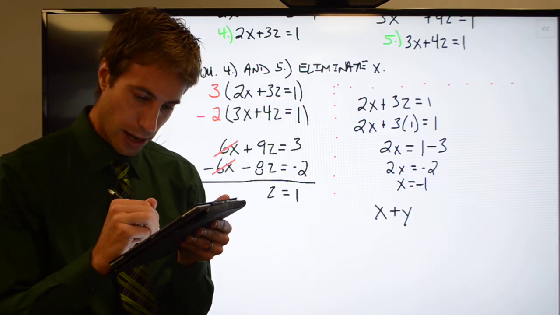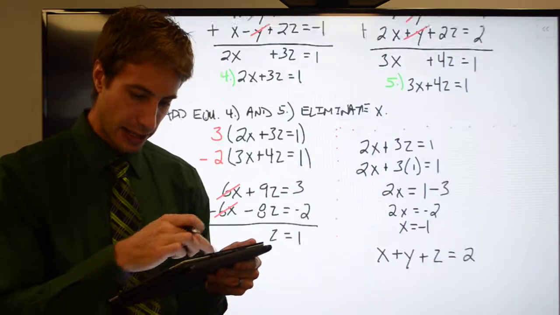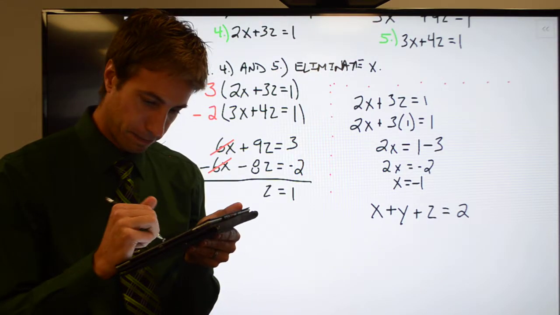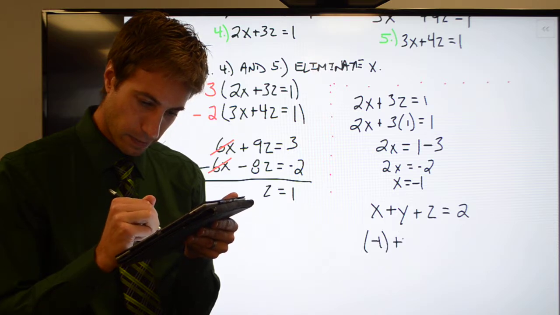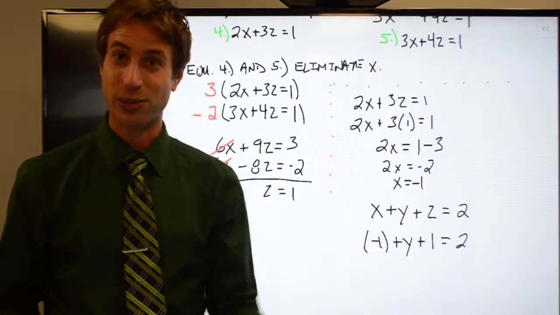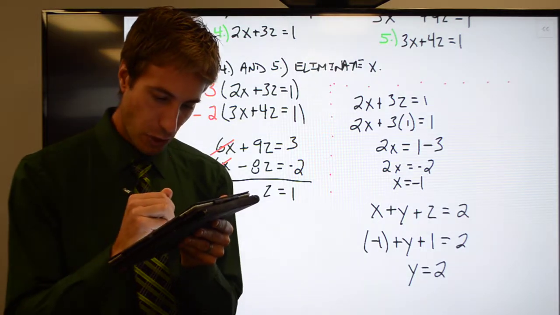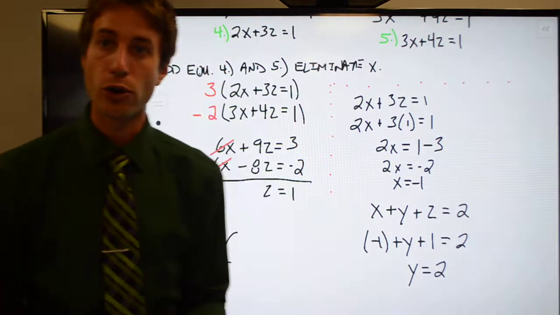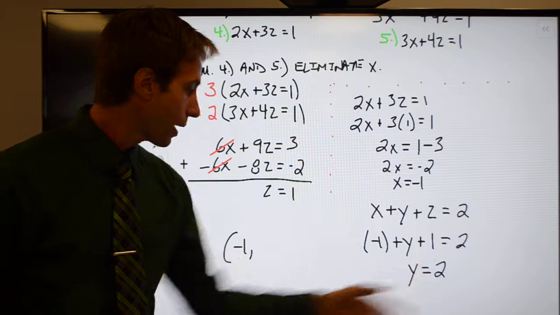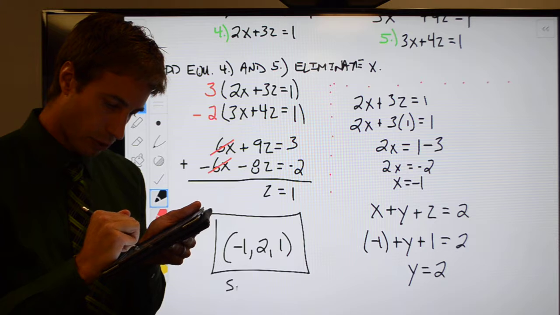x plus y plus z is equal to 2. Let me make sure that that's right. Is that what I had? Yeah. x plus y plus z is equal to 2. Plug in what we know. Well, x is a negative 1. z was a 1. Negative 1 and 1, actually those cancel each other out, and y is equal to 2. And so therefore, my answer, my ordered triple, is going to be x, negative 1, y, which is a 2, and z, which is a positive 1. That's my solution.